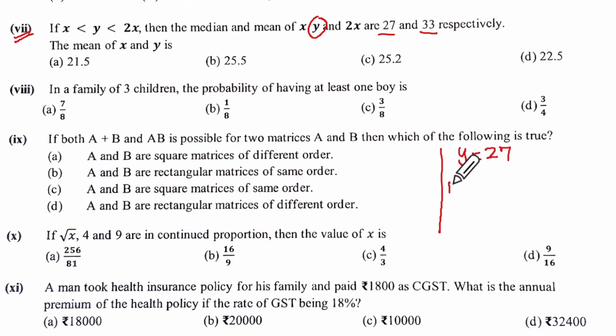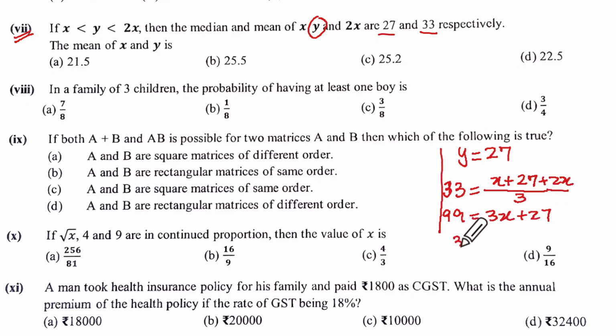And your mean? What is your mean? 33. So 33 is equal to (x plus 27 plus 2x) upon 3. So 99 is equal to 3x plus 27, and 3x is equal to subtract 27. What am I getting? 72. How much is x? 24. So x and y are 24 and 27.